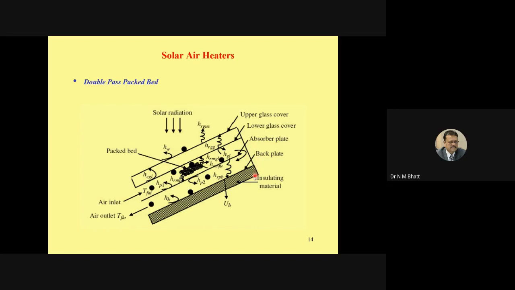This is also black painted. This is also insulating material, packed bed. These are various losses, heat loss by convection, which is normally defined as wind heat transfer coefficient. This is radiation losses. This is radiation between glass cover and glass cover. This is radiation between absorber and glass cover.